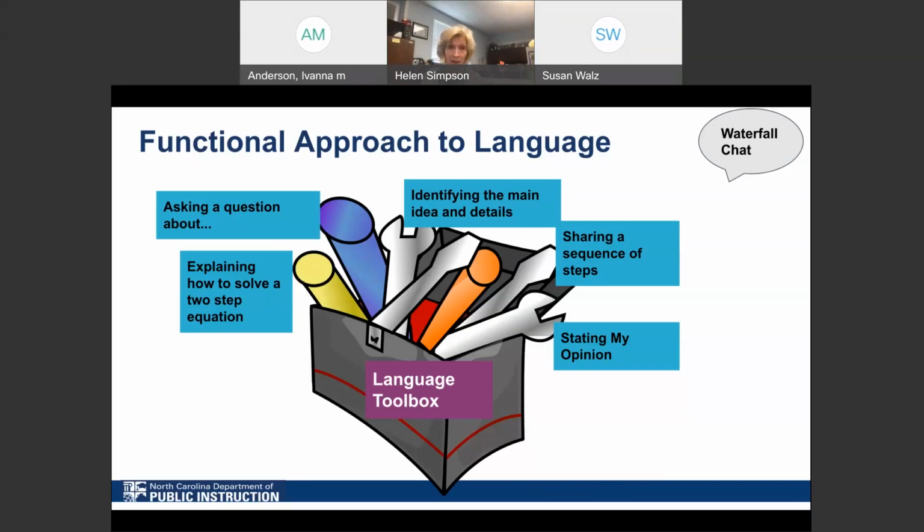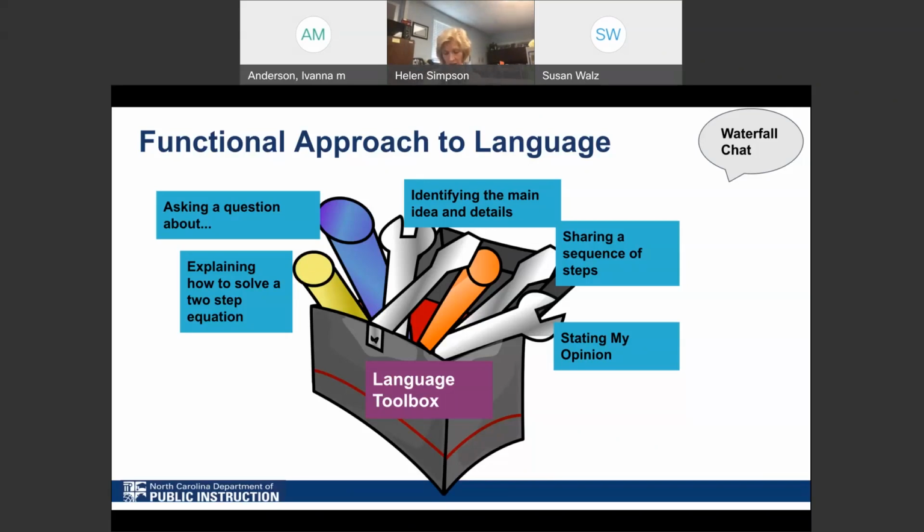I've given you some examples in the blue text boxes that you see on the slide. It always starts with a verb, and there is an object of that verb usually. Identifying main idea and details, stating my opinion, sharing a sequence of steps. So what I'd like for you to do is to type in the chat box an example of a language tool, or the purpose of language.